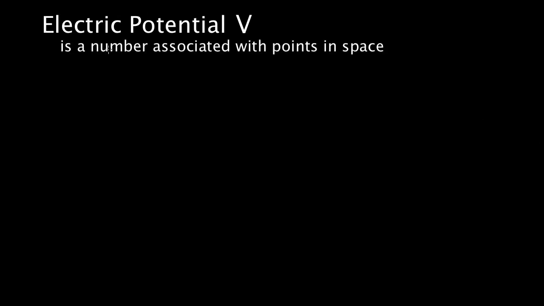And the other reason it's confusing is that the electric potential V is a number. Just a number, that's it, associated with points in space. So it's an abstract idea. You can't go hold electric potential in your hand. It's an abstract number at every point in space.